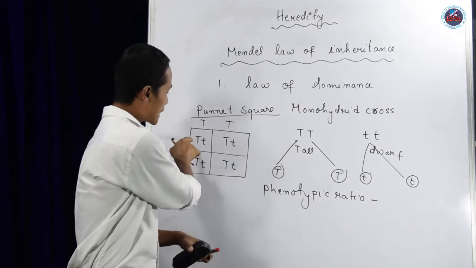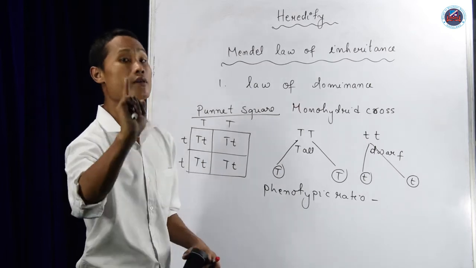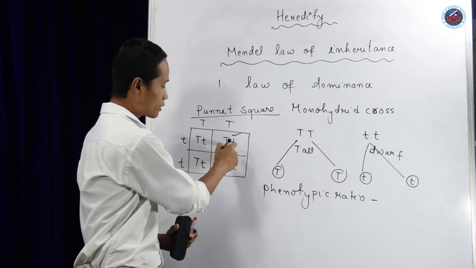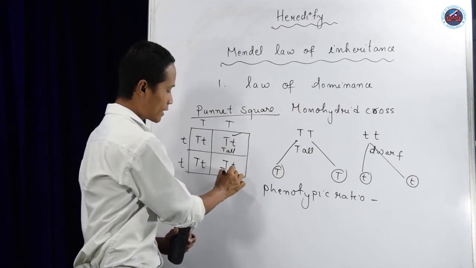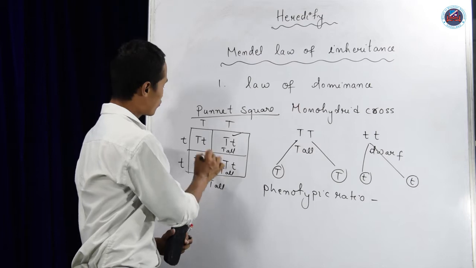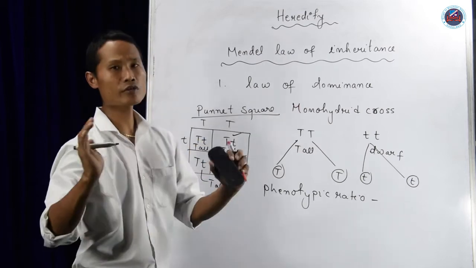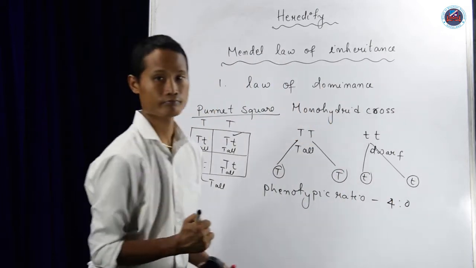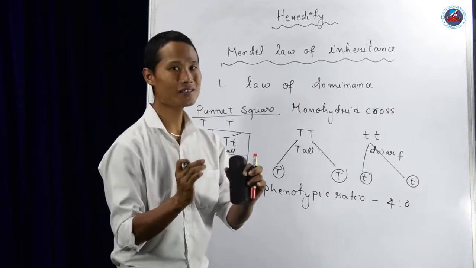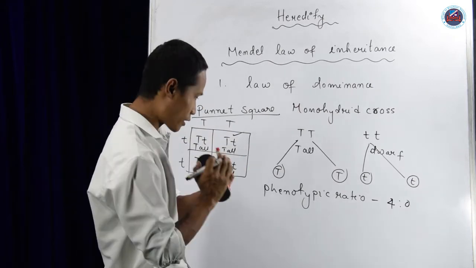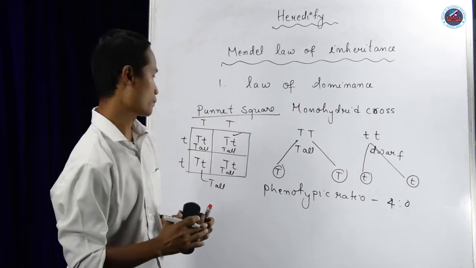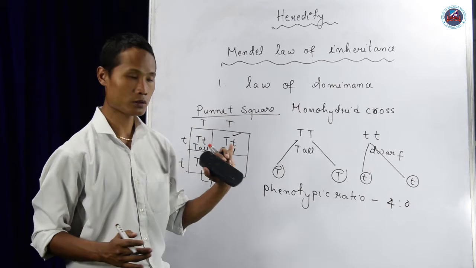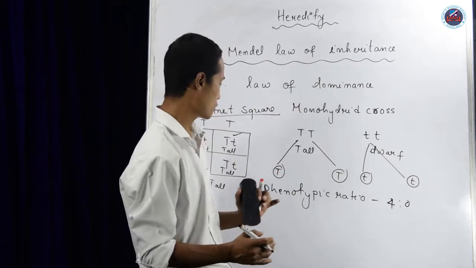If there is a capital T, small t, the character of that plant will be tall. So this one also, capital T, small t, will be tall. This one also, and even this. You can see that the phenotypic ratio is completely tall plants. It means that if there is a dominant allele, the character will be dominant. Here the dominant character is tall, so the plant will be tall. So its phenotypic ratio will be 4:4.